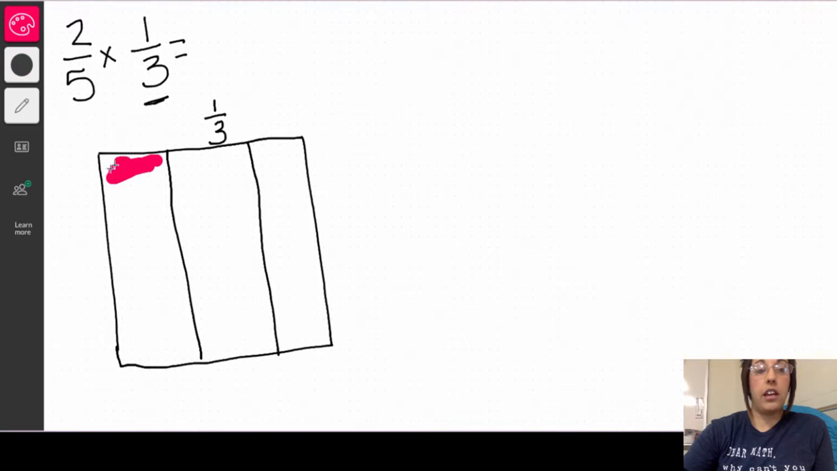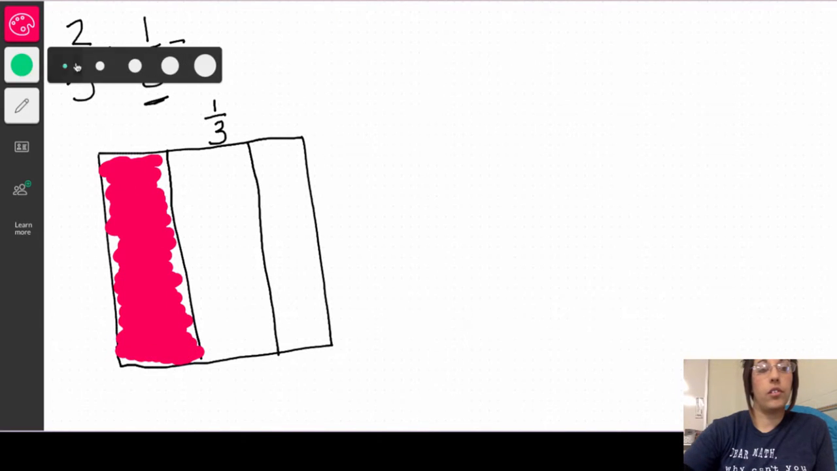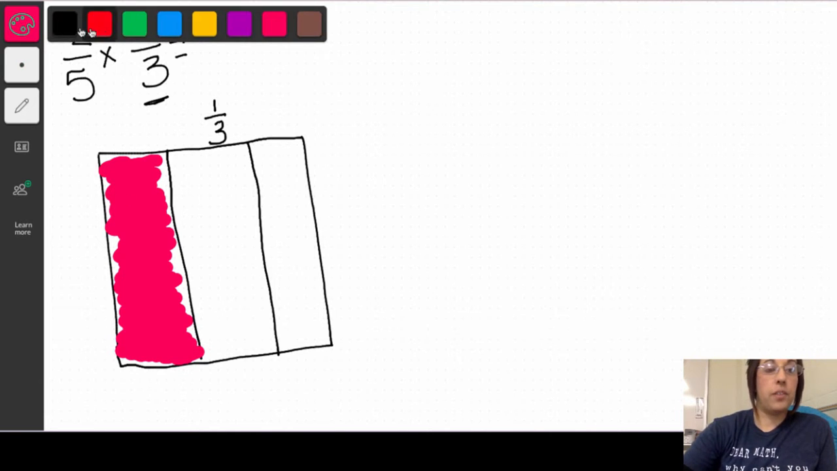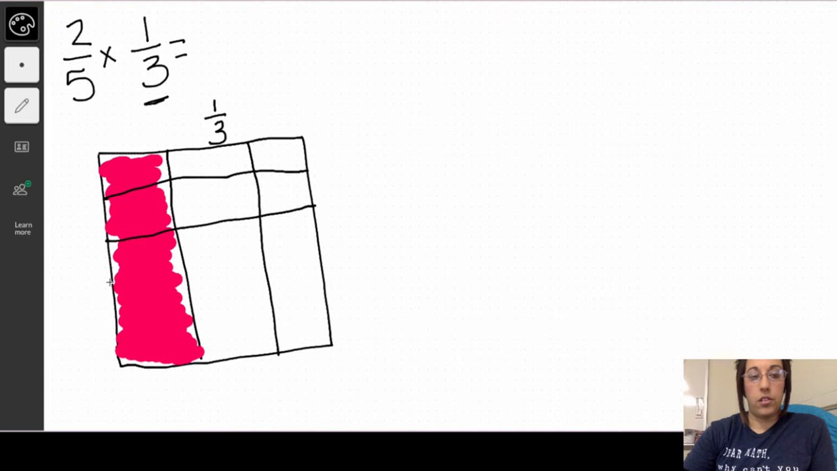I shade in one of the third sections. And then I go to the 2/5. Fifths are sometimes a little bit difficult to estimate. I have to remember that if my denominator is 5, I'm going to draw 4 lines to separate them into parts. Okay, so there are fifths.